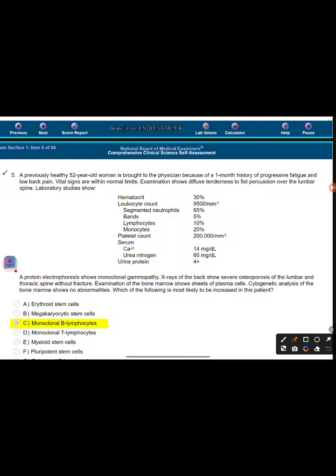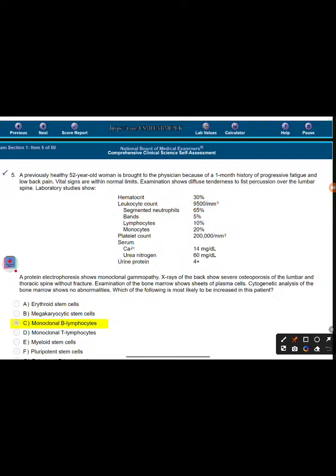A previously healthy 52-year-old woman is brought to the physician because of a 1-month history of progressive fatigue and low back pain. So the age of the patient is 52 years, and the chief complaint is progressive fatigue and low back pain for 1 month. Vital signs are within normal limits, with examination showing diffuse tenderness to fist percussion over the lumbar spine. Laboratory studies show hematocrit is 30%, leukocyte count 9,500.